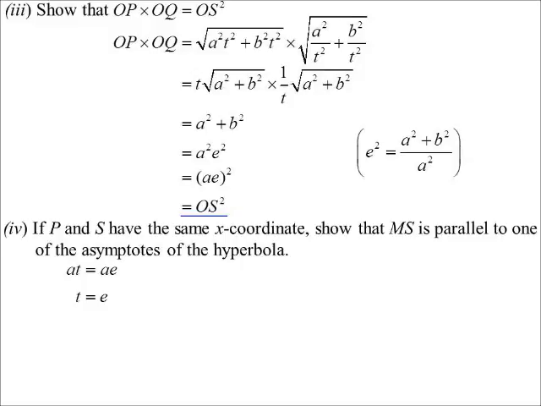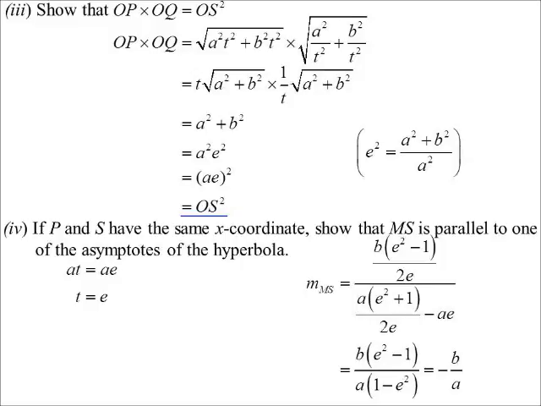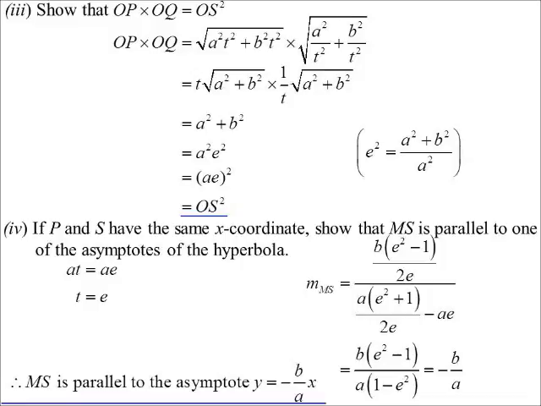The slope of MS, because I'm trying to show it's parallel to an asymptote, is B squared E squared minus 1 over 2E, over A E squared plus 1 over 2E minus AE. It looks horrible, but actually tidies up quite nicely. We just get minus B on A. And that is the slope of one of the asymptotes.